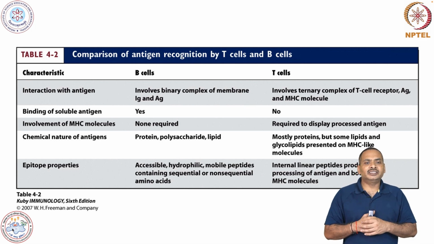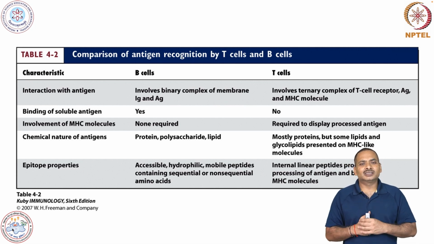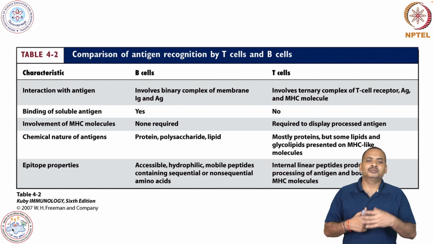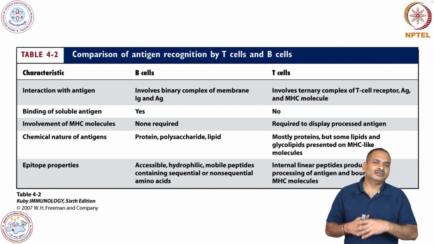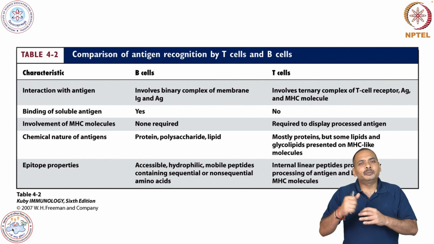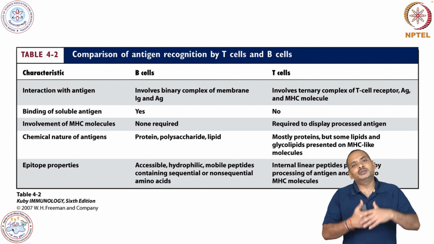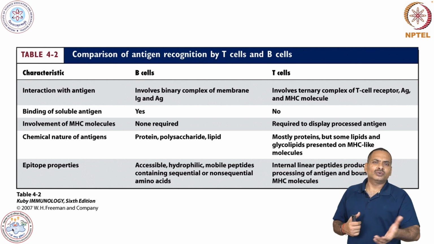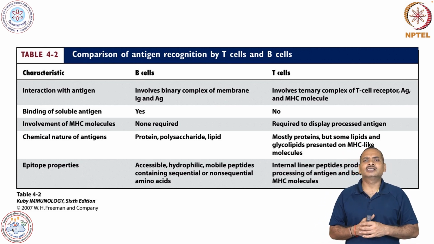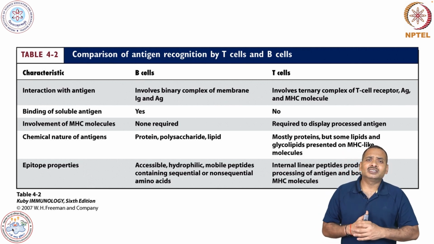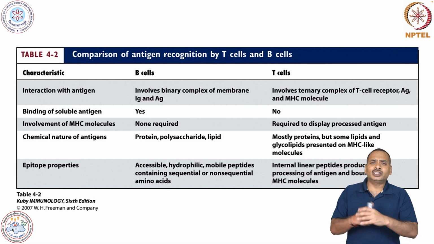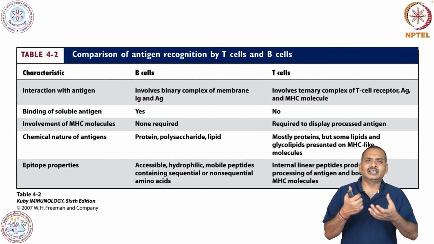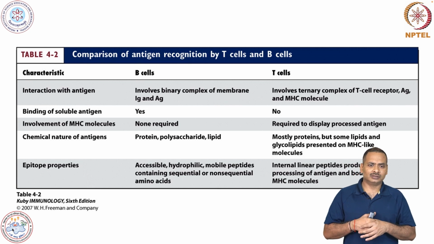Chemical nature of antigen: in case of B cell, it is mainly proteinaceous, polysaccharide, and very rarely lipids. I have explained that lipids cannot induce a good immune response, but when we want an immune response against a lipid molecule, we tag it with a carrier molecule. Once you tag it with this carrier molecule, it can induce the antibody response.